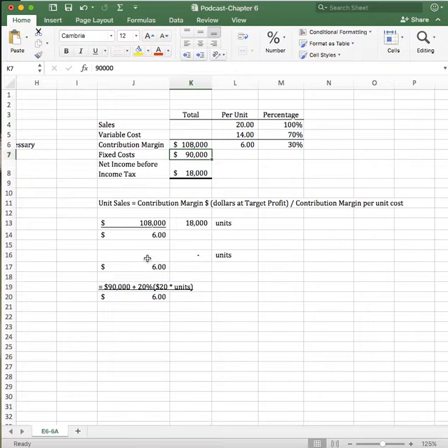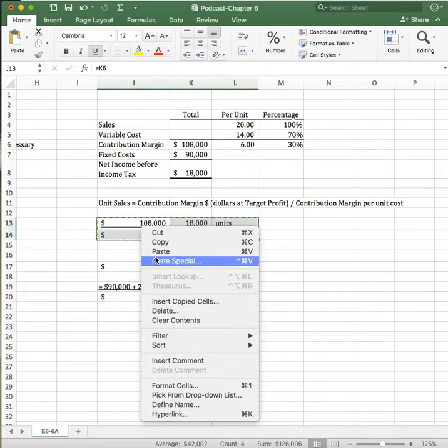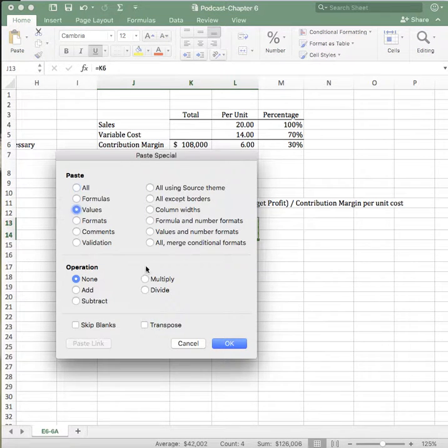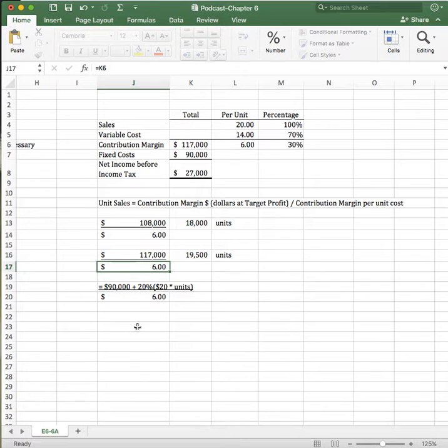So to do the second part, I'm going to have to leave this in here so it doesn't confuse you. So copy, paste special. Let's leave all the values there, so there's no more formula. For the second one, the desired net income before income tax is 27,000. Again, 27,000 plus the fixed cost is 117,000. Divide that by $6 per unit, you get 19,500.